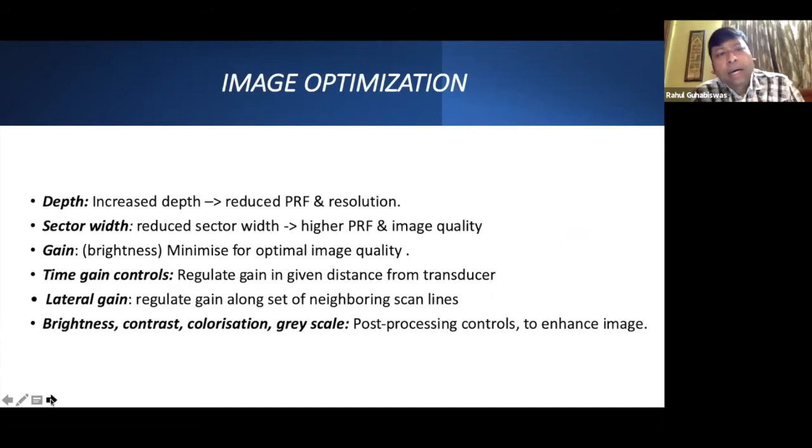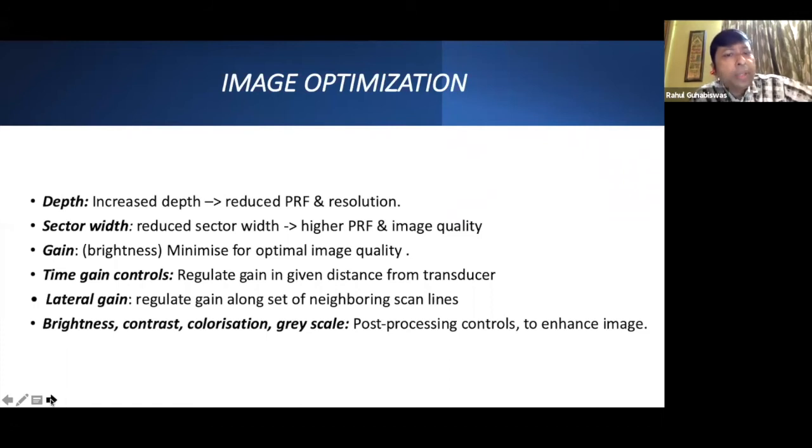Depth is very important because the more we increase the depth of interrogation, the pulse repetition frequency gets reduced and hence the resolution becomes worse. The sector width is also important because we need to keep it at optimal. Unnecessary large sector width will cause a lesser pulse repetition frequency and a poor image quality. So sector width has to be kept to optimum.